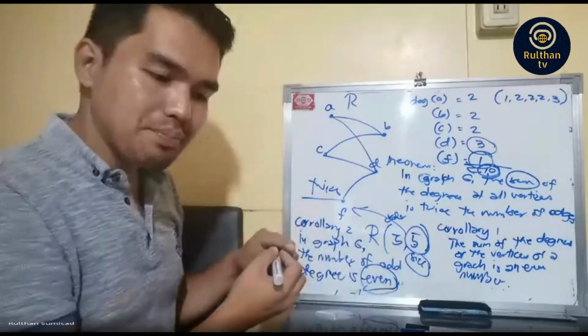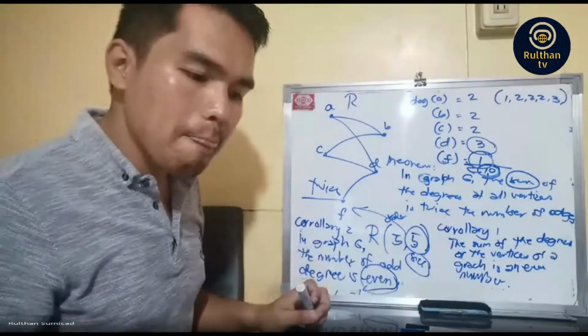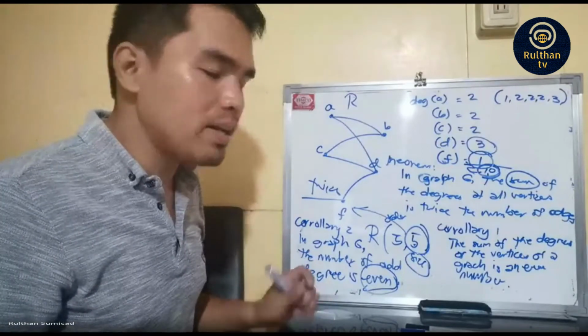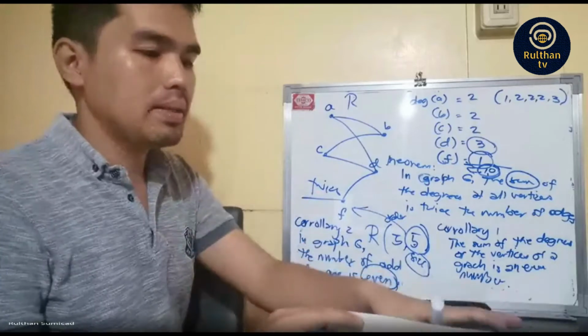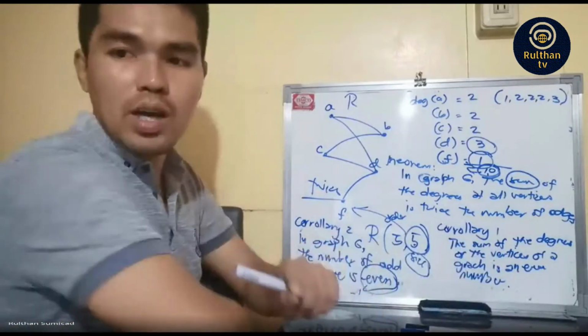Any question about the theorem, corollary 1 and corollary 2? Please, you ask questions.